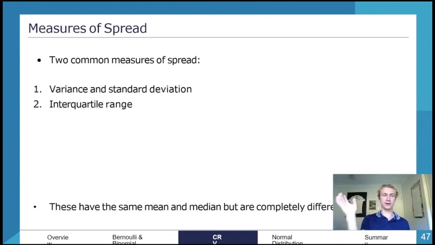Measures of spread. So we were talking about central tendency. Now we're talking about measures of spread. So left, right, doesn't matter, but it matters how big it is. There's two common measures of spread. Number 1 is variance and standard deviation. Number 2 is interquartile range. They both have the same mean and median, but they are completely different.